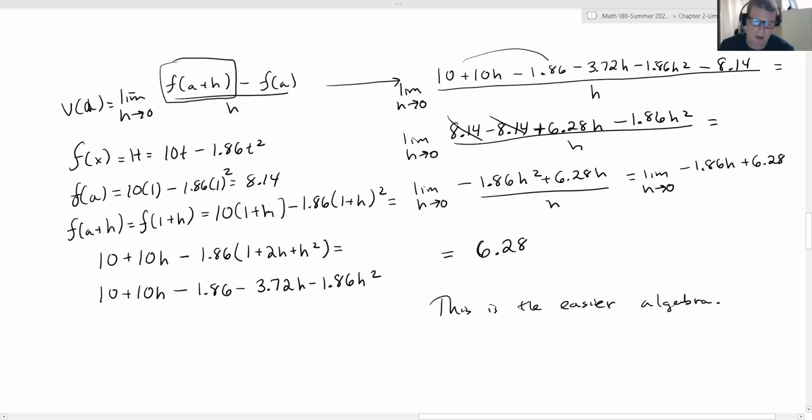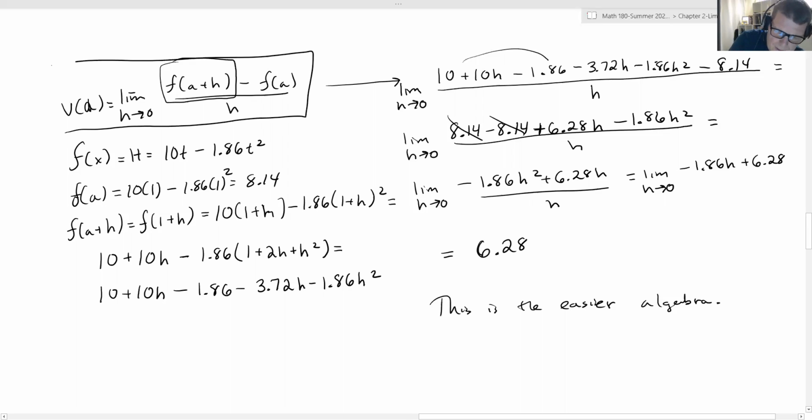So here's what happened. That's the equation for our velocity. In this case, a is our t. Our f is going to be this function, 10t minus 1.86t squared. Our a was 1, that was in the problem. 1 second is the a that we put in here, that's the value for the x value. So I found f of a, or we could just rewrite this as f of 1, and that was 8.14. That goes right here in the f of a part.